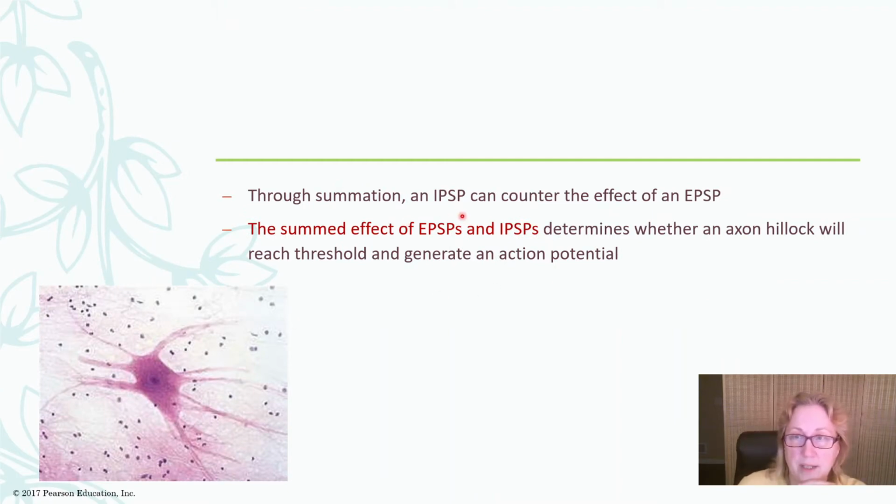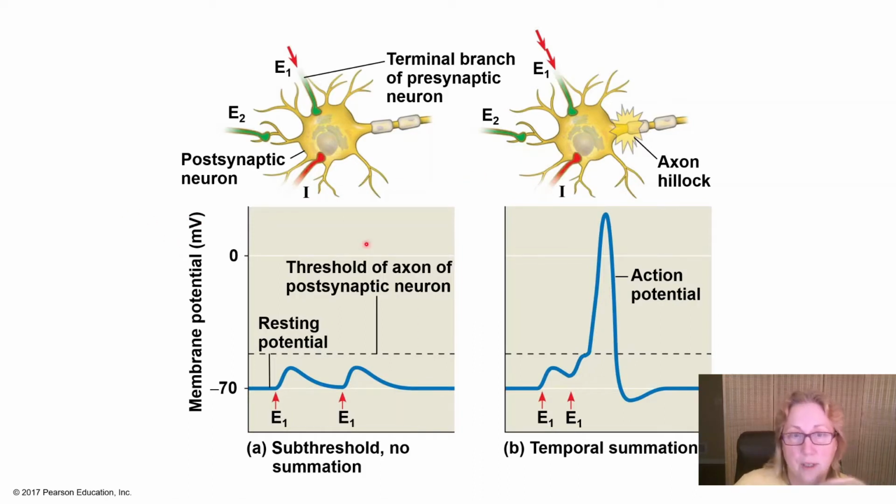This summation process could also be adding up some inhibitory and some excitatory signals. If one neuron is receiving inhibitory signals from some of its synapses and excitatory signals, and remember, excitatory means depolarizing, those added together are going to determine whether that neuron's axon hillock is going to reach its threshold to generate an action potential. If it doesn't generate an action potential, then the cells downstream from that axon aren't going to receive any signal.